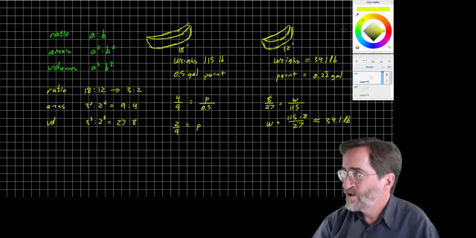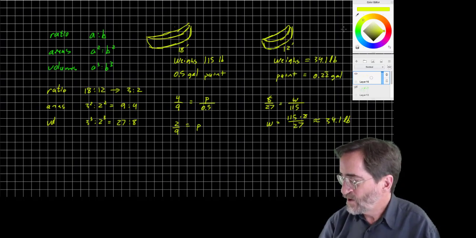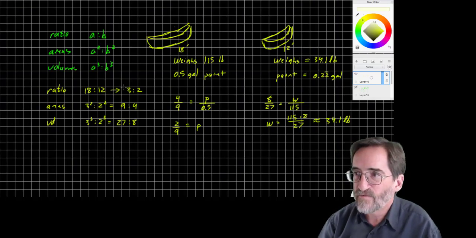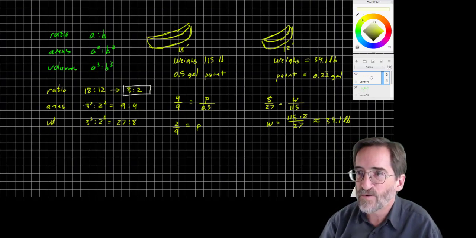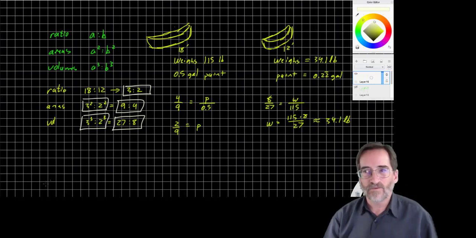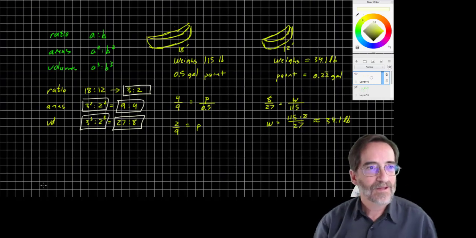So here's the big idea. Once again, if the ratio of dimensions is 3 to 2, then the ratio of areas is 9 to 4, and the ratio of volumes is 27 to 8. We get that by squaring the ratio for area and cubing the ratio for volume. That's the big idea.